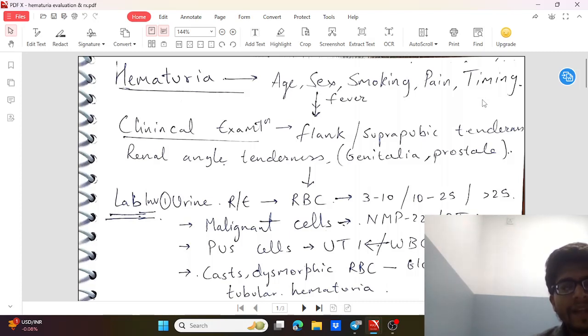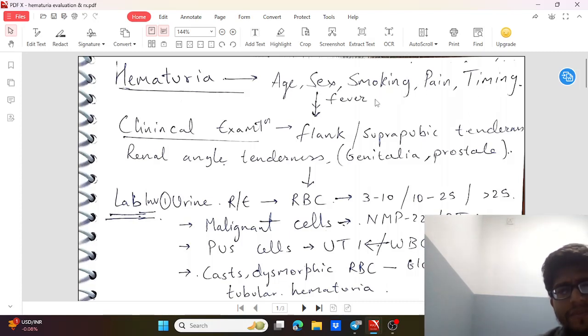Then timing of the hematuria: if it is throughout urination, that could be due to the upper urinary tract, from the kidney or the bladder, or if it is initial, that could be from the urethra, or if it is terminal, that is from the bladder neck or prostate.